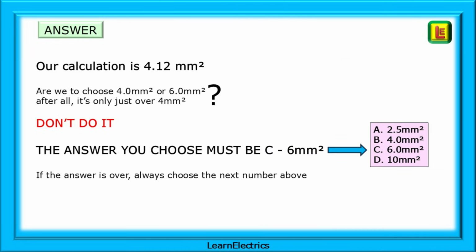If our calculation is 4.12 square millimeters, are we to choose 4 square millimeter or 6 square millimeter? After all, it's only just over the 4 millimeters and copper cable is expensive. Don't do it. The answer you choose must be answer C, 6 square millimeters. If the answer is over, always choose the next number above from the choices offered. So answer C it is, 6 square millimeters.